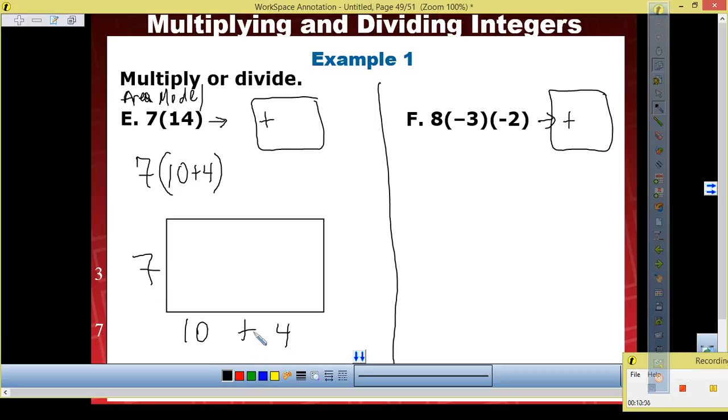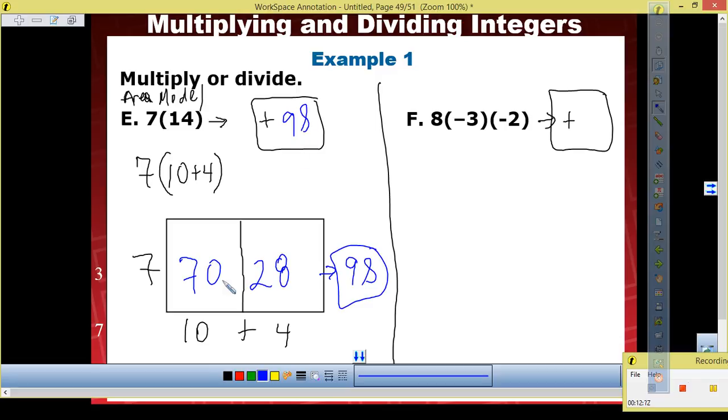Now check this out. Whenever you see a plus or a minus, we're going to draw a line across that area, and now it's going to break it into 2 rectangles. You guys see the 2 rectangles? All right. So what is 7 times 10? What is 7 times 4? What is 70 plus 28? 98. So the correct answer is 98. Copy that, please. Boom. That just happened.